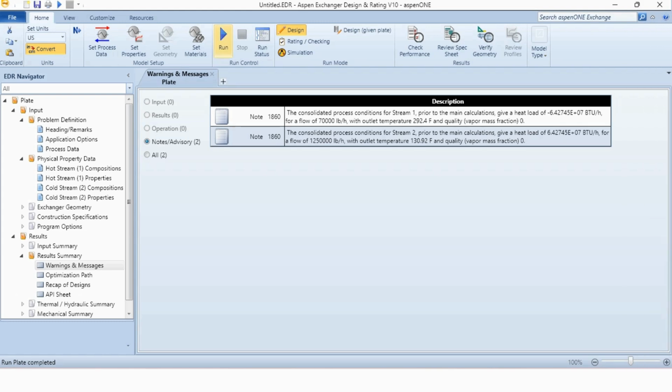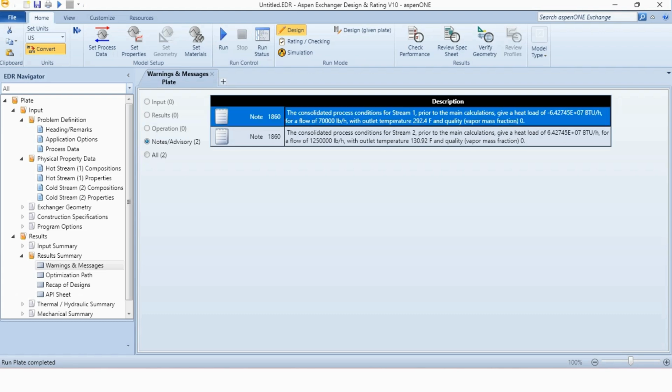Now the results are available. As you can see, the first information is that the consolidated process conditions for stream 1 prior to the main calculations give a heat load of minus 6.42745 raised to power 7 BTU per hour for a flow of 70,000 pounds per hour with outlet temperature of 292.4 degree Fahrenheit and quality or vapor mass fraction 0. So this 0 was specified by us, and Aspen has calculated that the outlet temperature is 292.4 degree Fahrenheit.